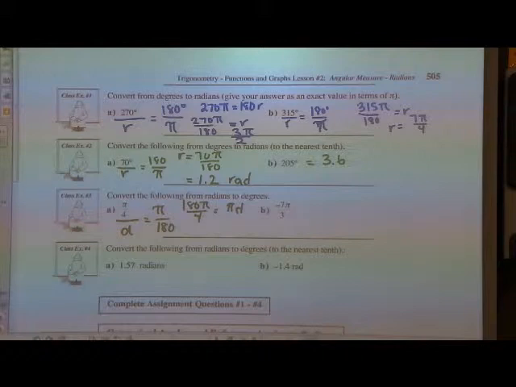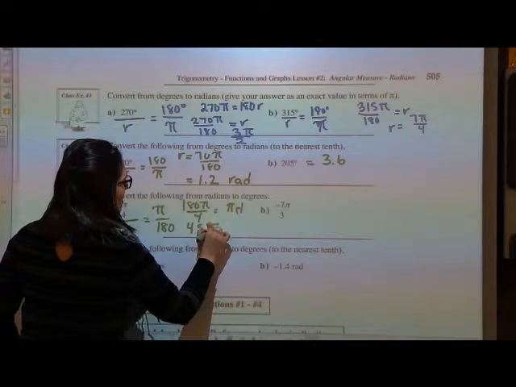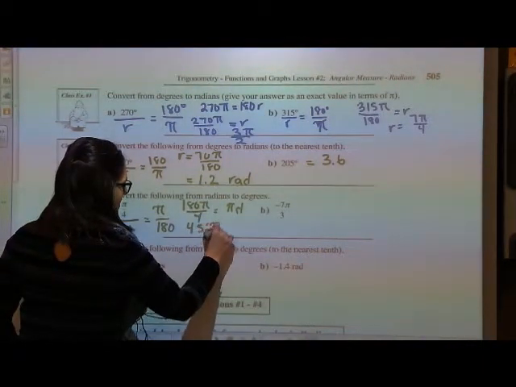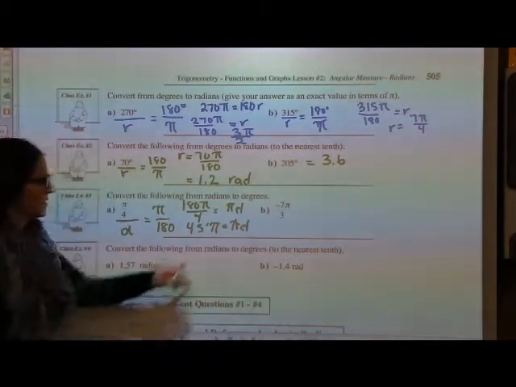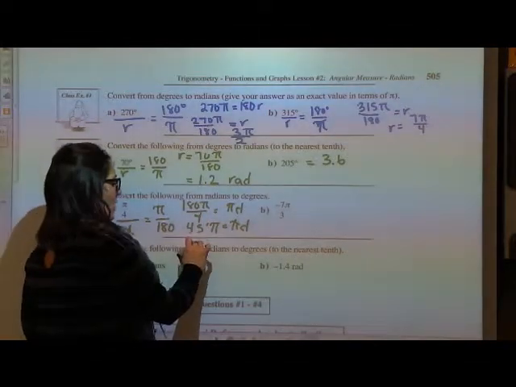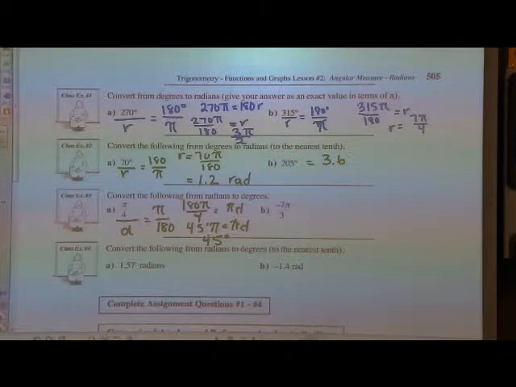divided by 4. So now I get 45 pi equals pi times d. What's going to happen to the 2 pi's? Cancel out, so I get 45 degrees. So I'm going to give you a couple of minutes to do the next 3.